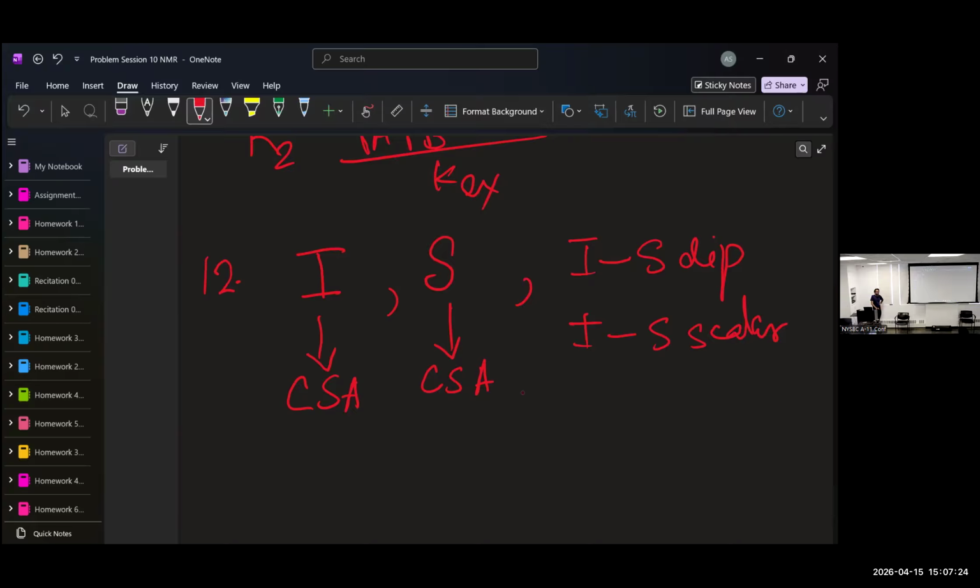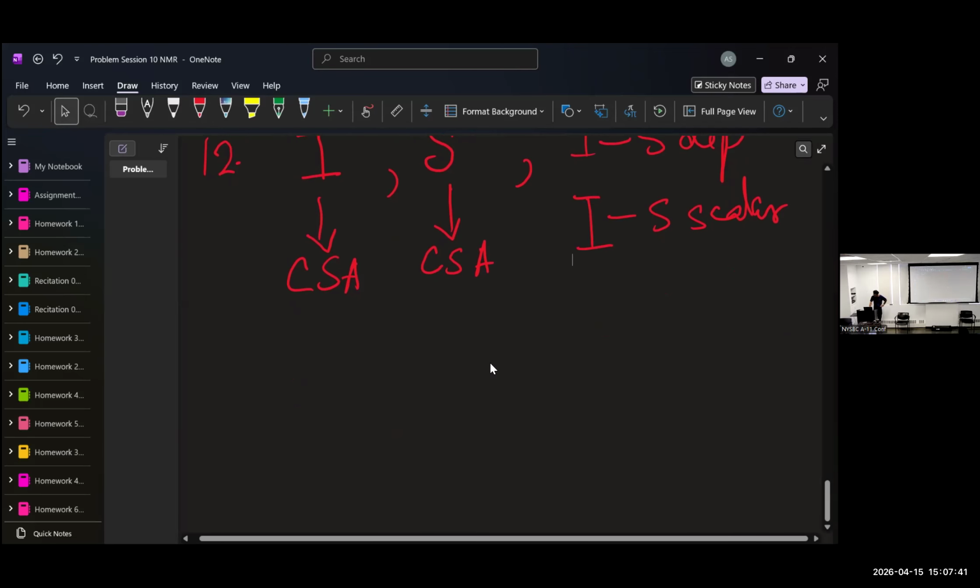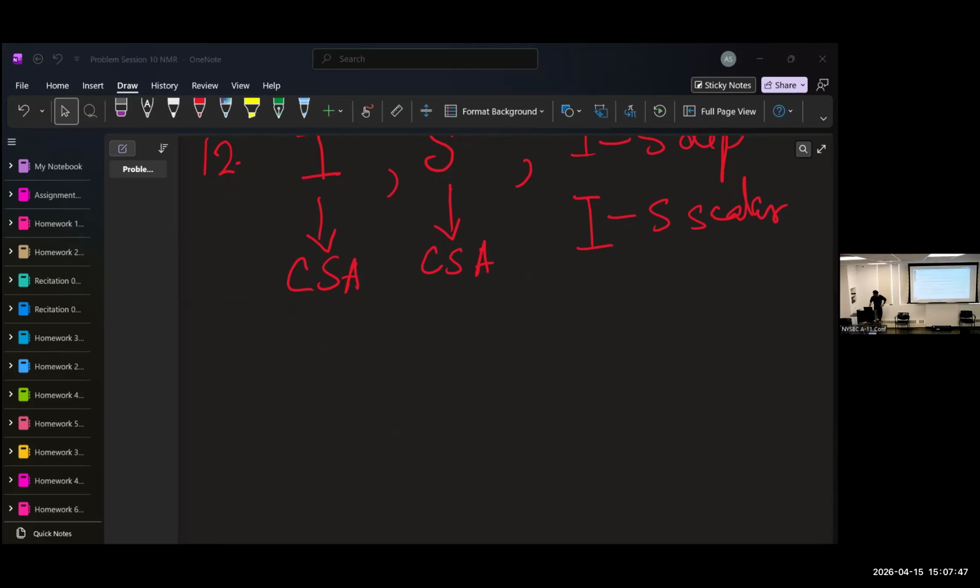For this problem, I'm going to ignore the IS dipole coupling and only focus on the chemical shift dynamics of the two spins for simplicity. In class, for example in the notes, we saw that the anisotropic Hamiltonian in the longitudinal component is given as this: Y20 of capital omega, where omega is the orientation of the principal axis of the CSA tensor.